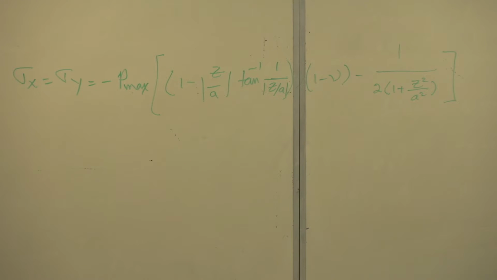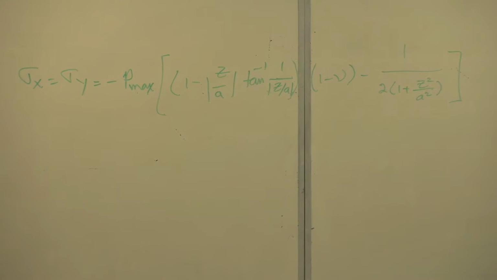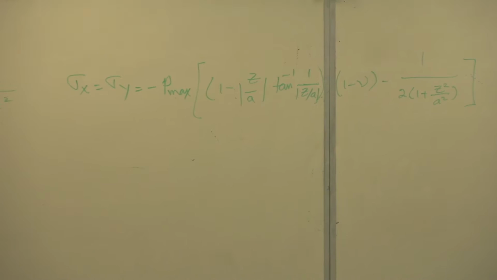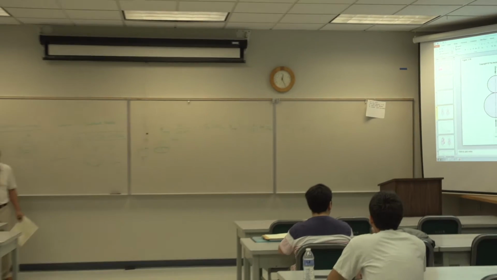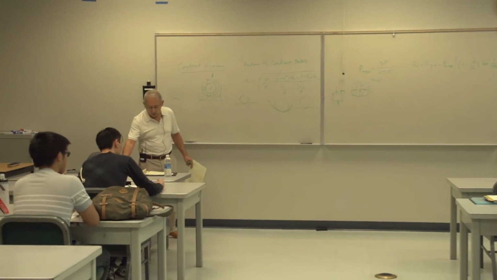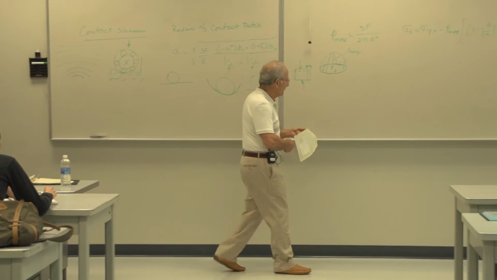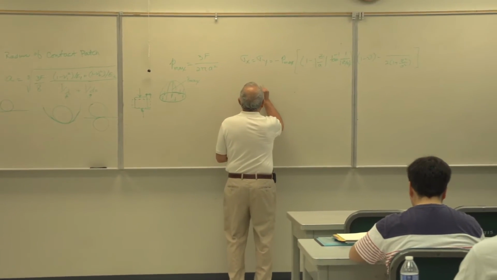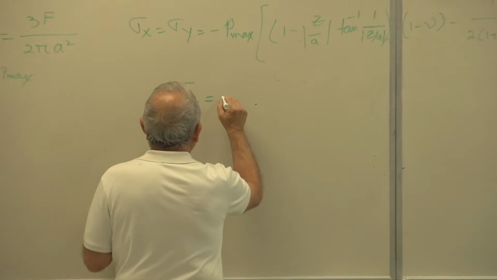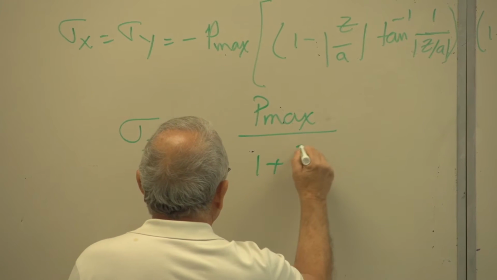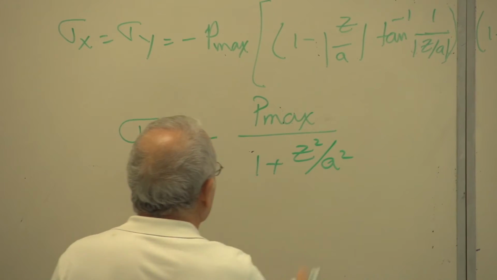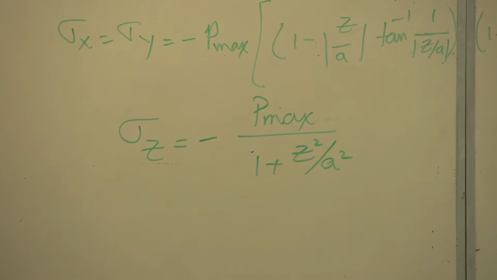And because we're talking about a sphere, it's no wonder that the two are equal. So this is a sphere. X and y are exactly the same as one another. No change. Z, of course, is different from those. Sigma z equals minus P max divided by 1 plus z squared over a squared.